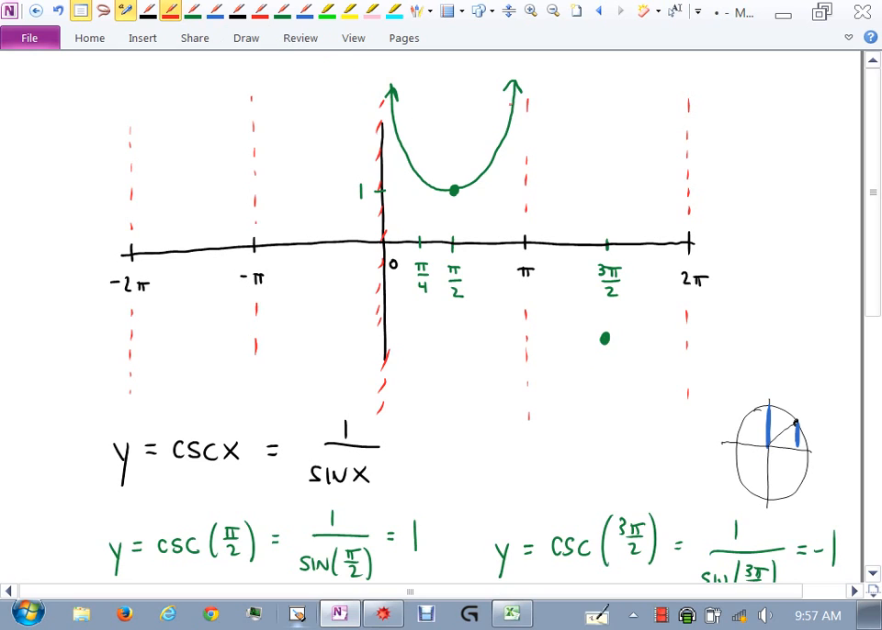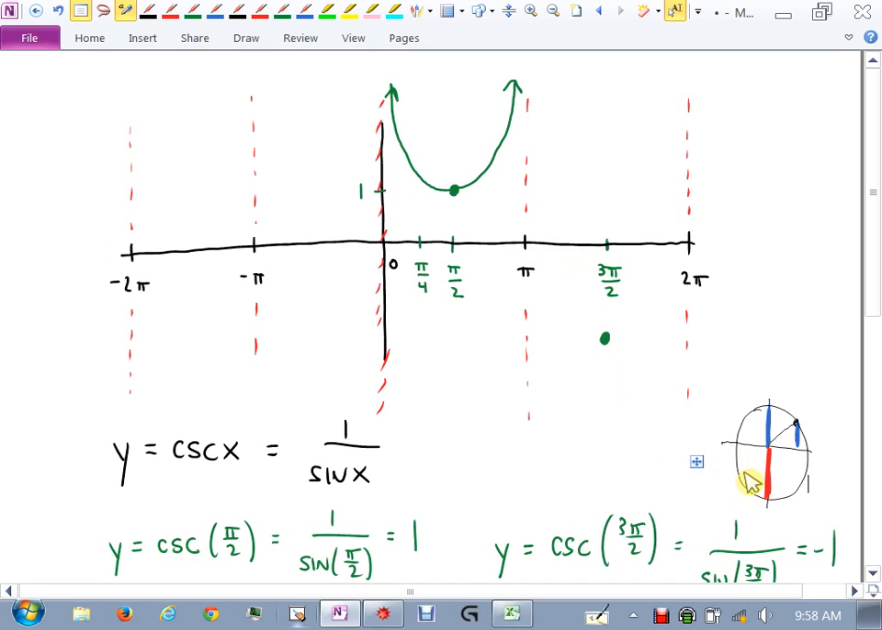So when I'm going back to my unit circle here, when I'm pointing straight down, that red right there, the y-coordinate is negative 1. 1 divided by negative 1 is negative 1. So that's why I'm here. But what would happen if I try and pick a number between pi and 3 pi over 2?